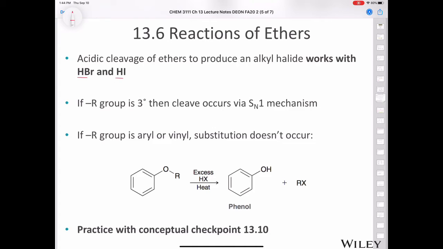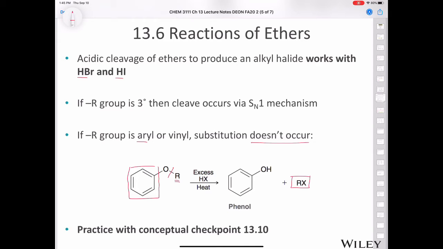So if you take a look at this example here, let's say the R is an alkyl group, and then of course here we have an aryl group, right? This is an aromatic ring or an aryl. Well, remember, it says that if you have an aryl group, you're not going to get any substitution occurring. And so when we take our ether and we treat it with HBr or HI and we heat it, we're going to end up breaking only this bond, the one between the oxygen and the alkyl group, and then we're going to end up with phenol as our product and the alkyl halide.